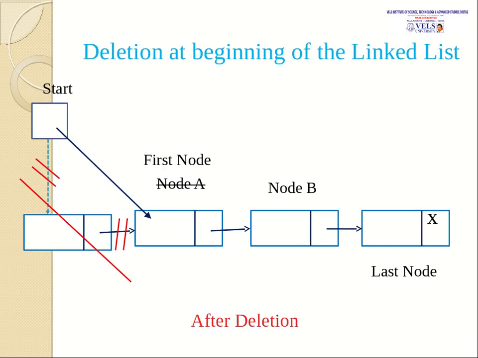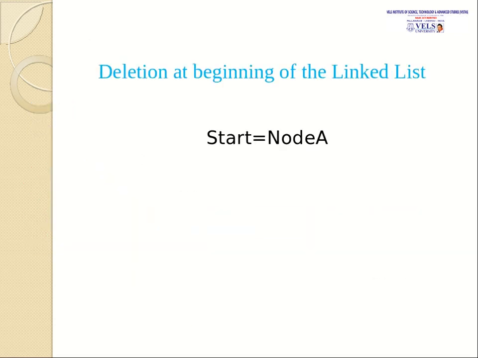So I will be removing the link, that is, the start will have the address of node A, and now node A will be the first node. This is the operation we have to do for deleting a node.